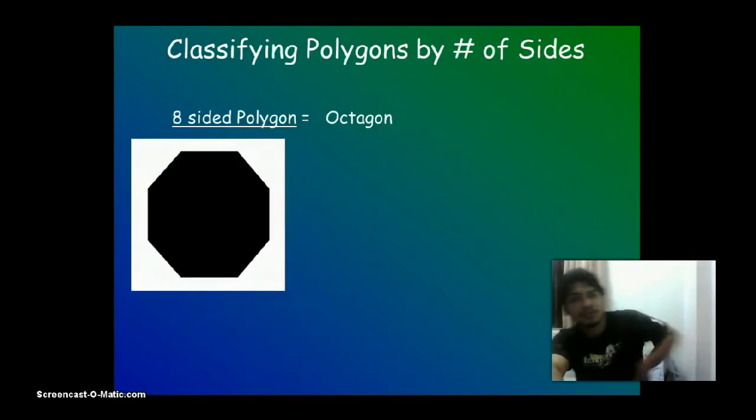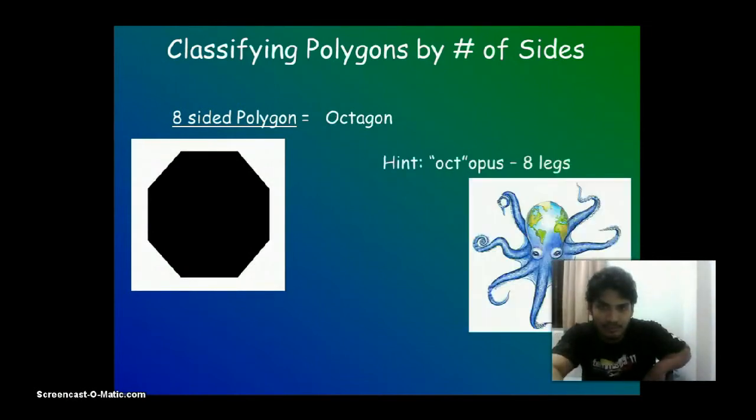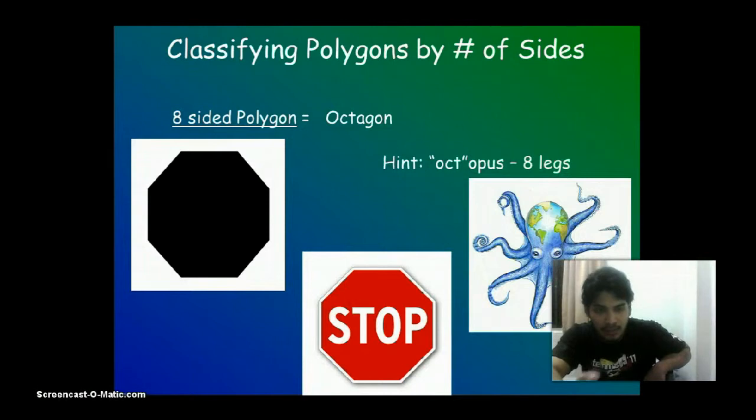And then we move on to the 8-sided polygon, we call it an octagon. Okay, this one we have an example. You can see the stop sign at the side of the road, and also the octopus, but it's only the opt. It means 8 legs. Like the polygon, only add gon at the back of the opt.